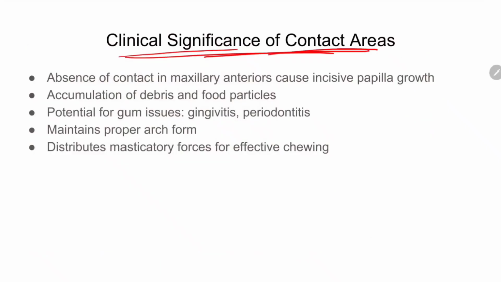Contact area also has a role in maintaining proper arch form. When we are eating or chewing, the masticatory forces are distributed throughout the whole arch from one tooth to another through this contact area. So, contact areas are essential not only for mastication and chewing but also for the health of the gingiva, and if we have contact areas, they prevent the accumulation of food debris and infection.